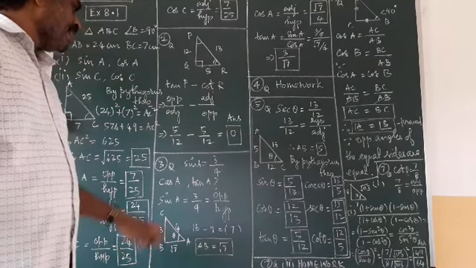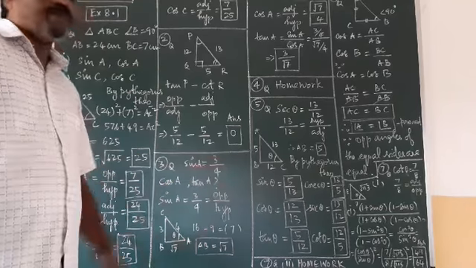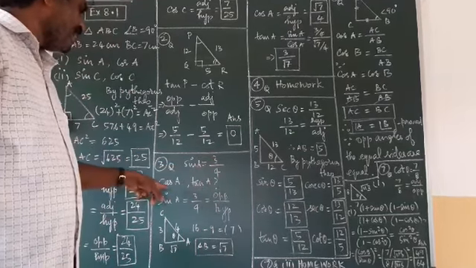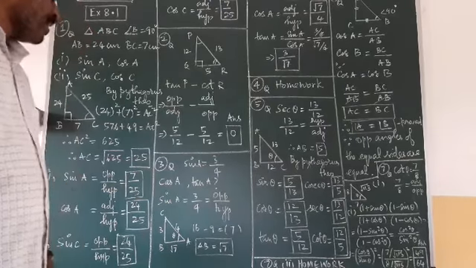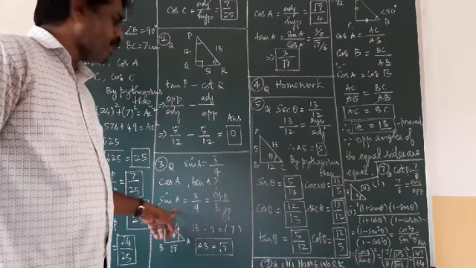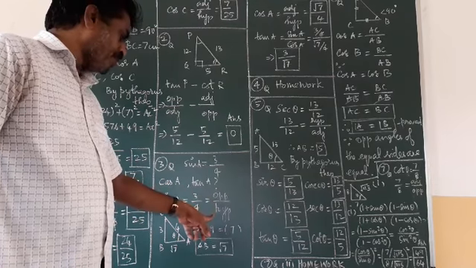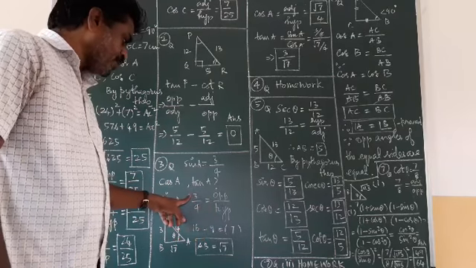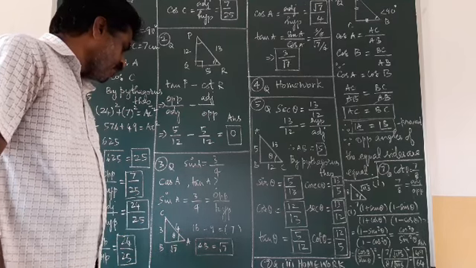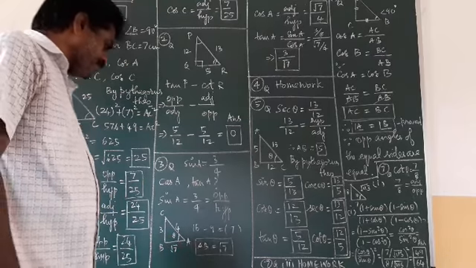Third question. Sin A equals 3 upon 4. What ratio is given? Sin A ratio is given. Find cos A and tan A. Sin A means 3 upon 4 is given. Sin A ratio is opposite side upon hypotenuse. So 3 is the opposite side length and hypotenuse is 4. So I have taken 3 and 4. Now what will be the other side?